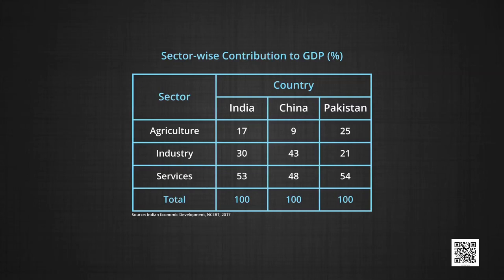The table shows sector-wise contribution to GDP. While the least contribution to GDP is from the agriculture sector for all three countries, the service sector makes the largest contribution in India and Pakistan, portraying an emerging service sector playing a major role in development. Usually, the economic development process involves development of the agriculture sector first, followed by the growth of the manufacturing sector, and later by the growth of the service sector. China has followed the normal growth trajectory, while India and Pakistan have not shown the same pattern.